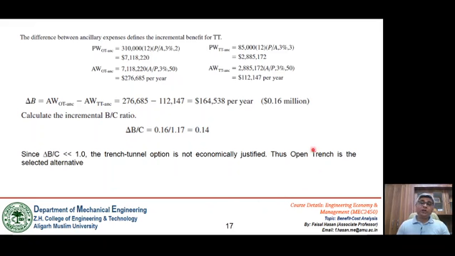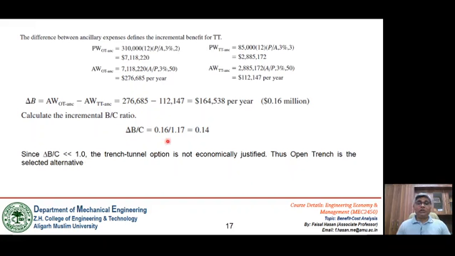In this case, there is another term. This open trench is basically the defender and this tunnel trench is basically the challenger. So if the B by C ratio is coming out to be less than 1, then the conclusion is that we have to stick with the defender, and if it is greater than or equal to 1, then we have to switch over, or drop the defender and opt for the challenger.